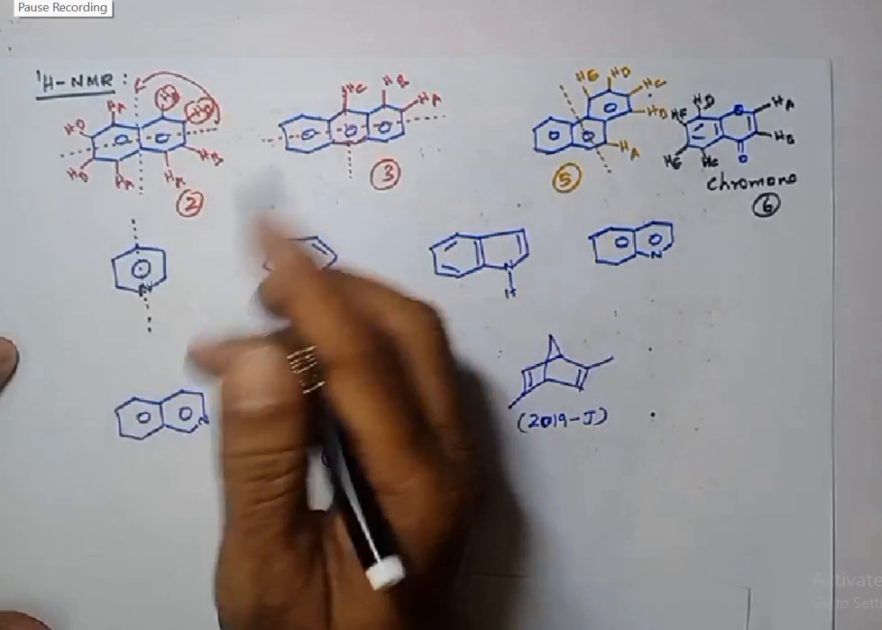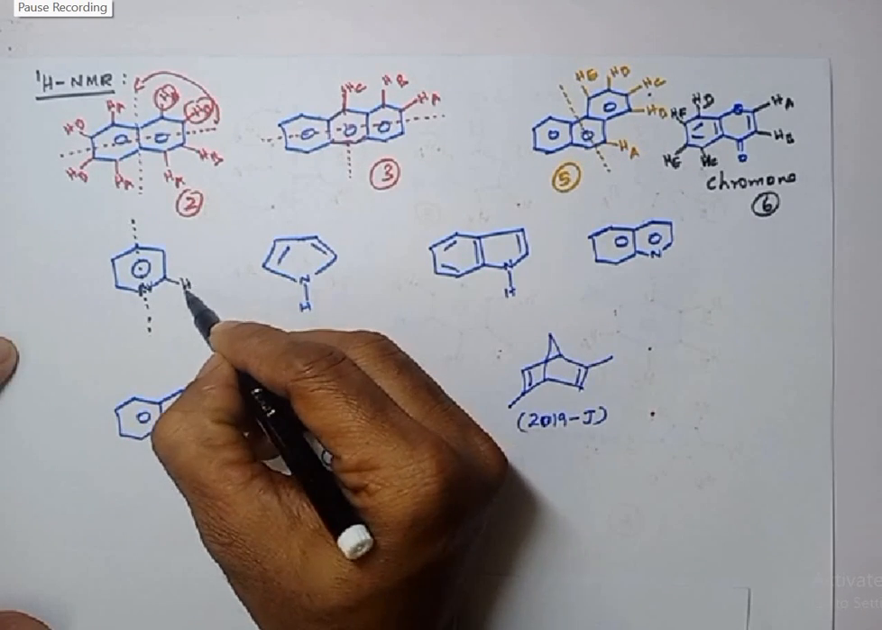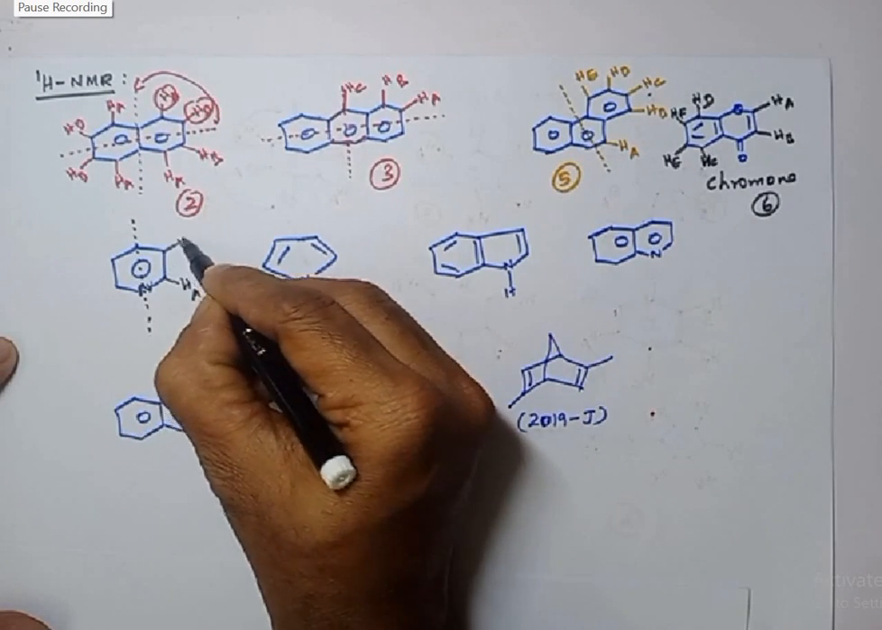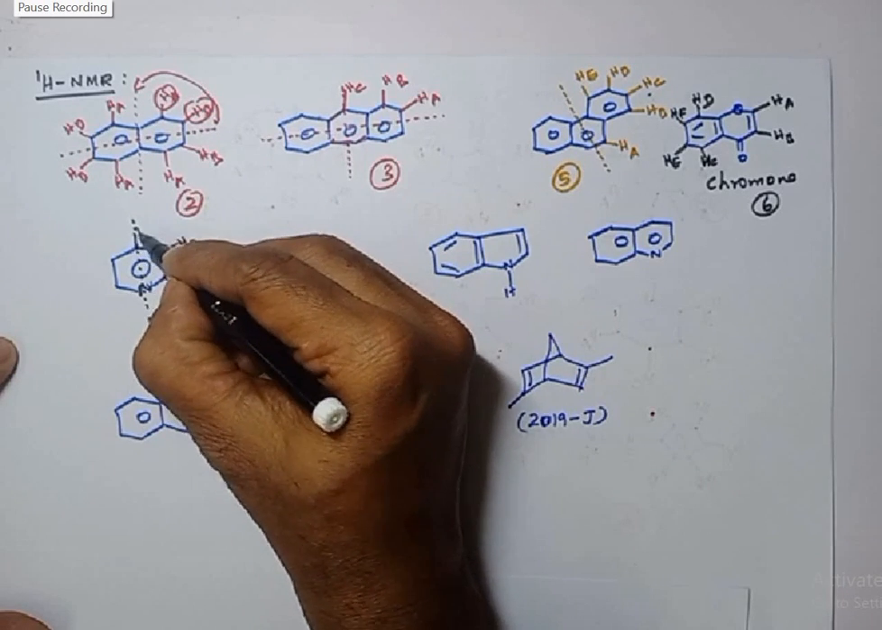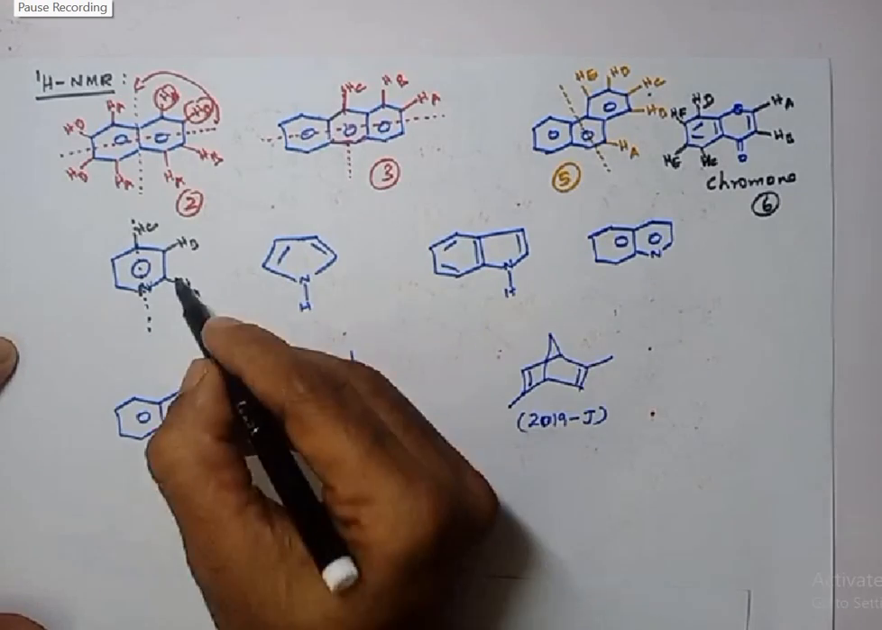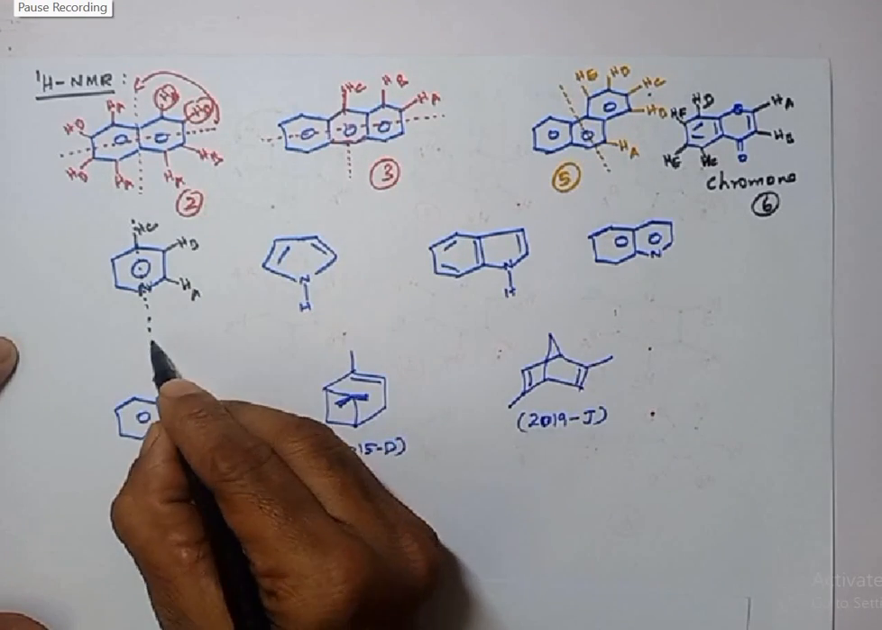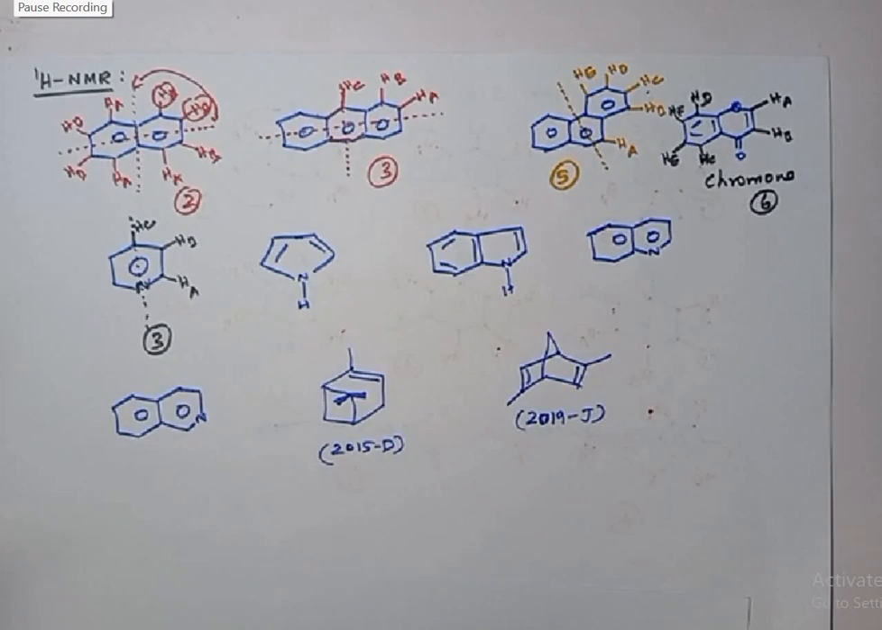You can separate this into 2 halves, and we have 2 protons here, 1 proton here and 1 proton here, HB, and 1 proton passing through the plane. We should count that also. So this molecule has 3 different types of protons, so we get 3 signals in the proton NMR spectrum. Okay, for pyridine. Then what about pyrrole?